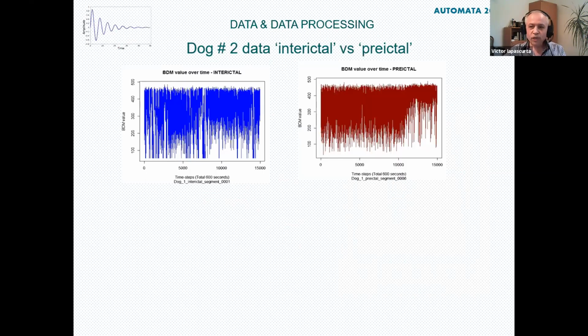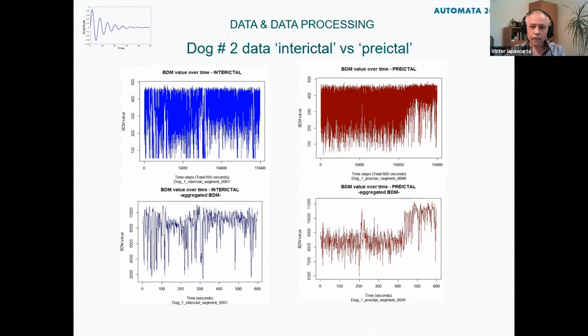Next, if we try to apply this to real clips from this competition, on the screen we have on the left side an interictal or normal clip, and on the right side a problematic or preictal clip. So just simple visual analysis will not provide us with much information. We can try to aggregate along the time axis. It's a little bit clearer, but probably not enough.